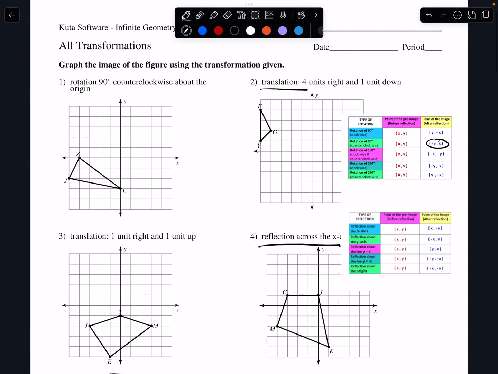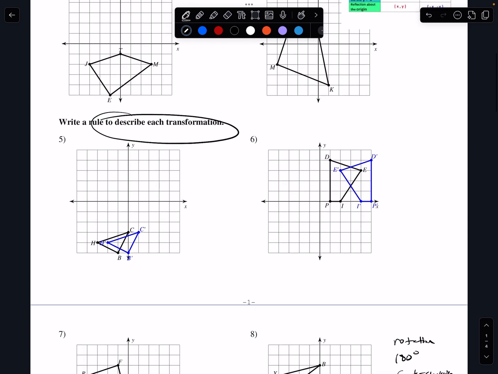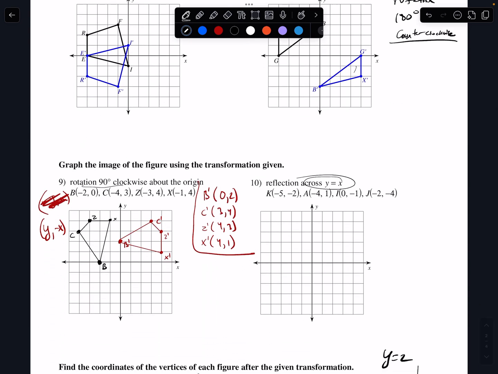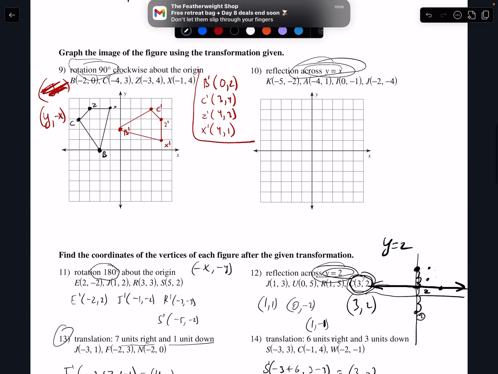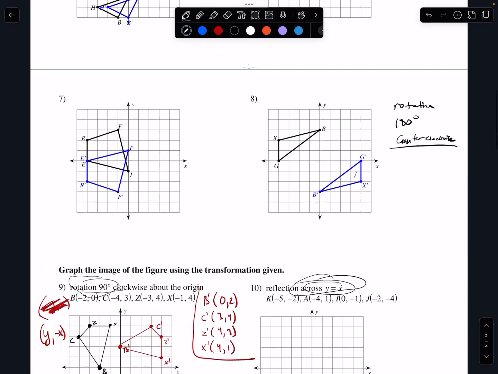The exam is going to cover all transformations. We have translation, reflection. We have questions about describing transformations. We did the composite functions. I'm gonna go over that in a bit. So rotations 90 clockwise, counterclockwise, reflection across the y or x axes. Basically did all this, right?